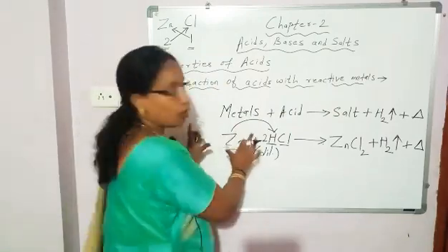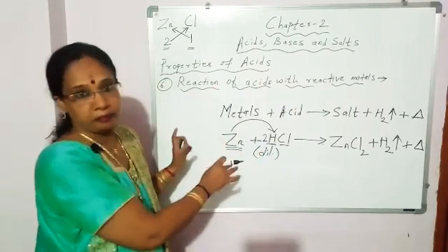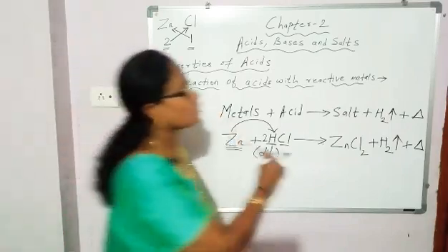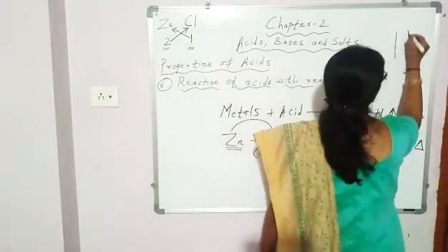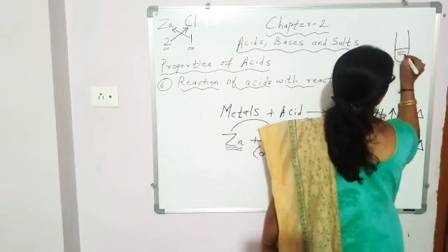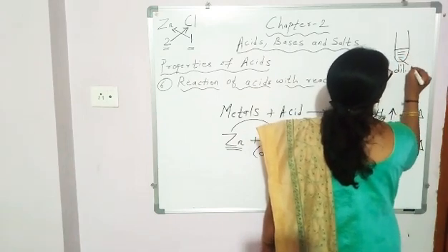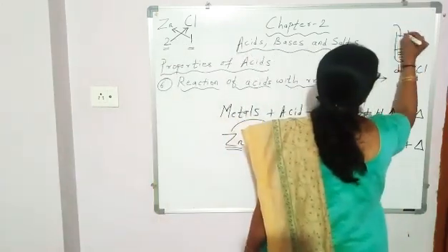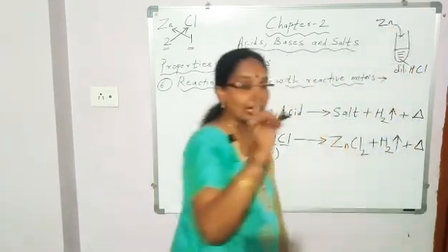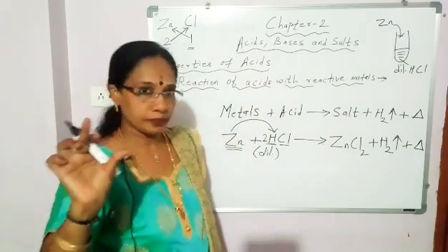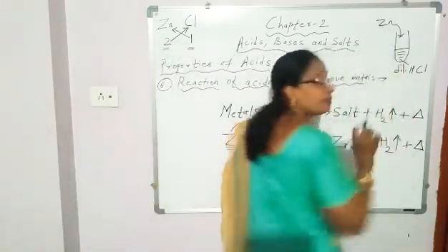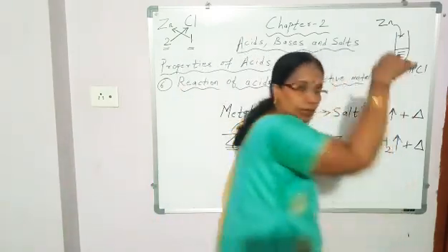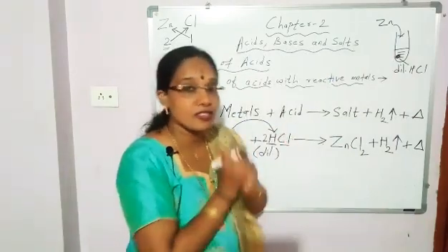Now, practical also you have to perform. In the lab, you have to perform this practical also. For that, what you will do, you take a test tube. Take dilute hydrochloric acid in the test tube. Add to this few zinc pieces. The color of zinc is silver. As soon as you add zinc into hydrochloric acid, the reaction starts.